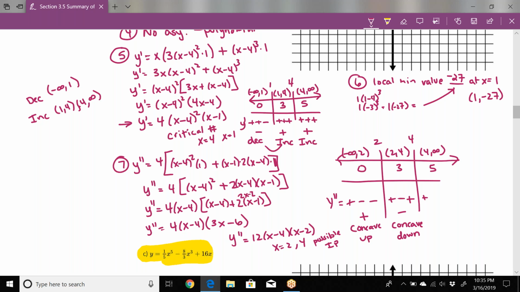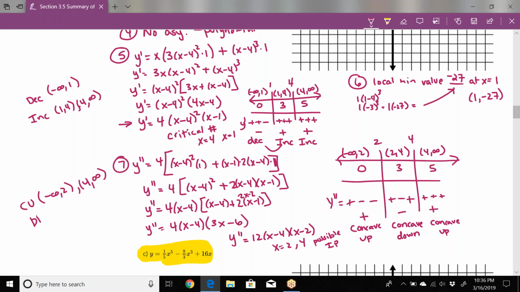And then for the last region, we get positive, positive, positive, which means we are concave up again. Now, as long as these are defined values for the function and they change from concave up to concave down on either side of them, then that means that we have a point of inflection. So first of all, I'm going to write we're concave up on negative infinity to 2 and 4 to infinity.